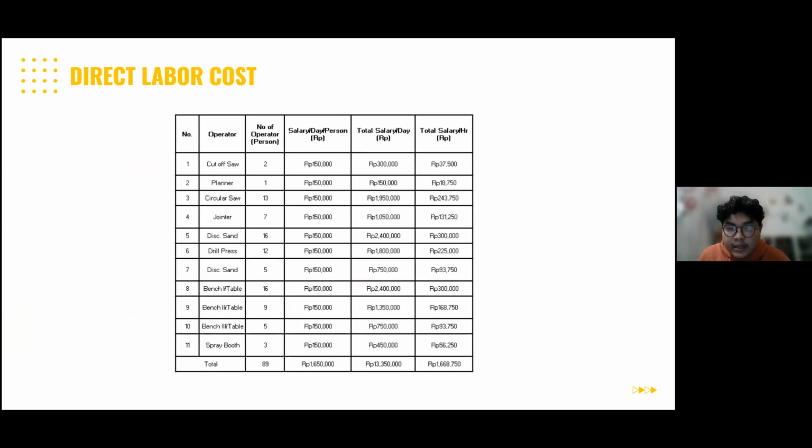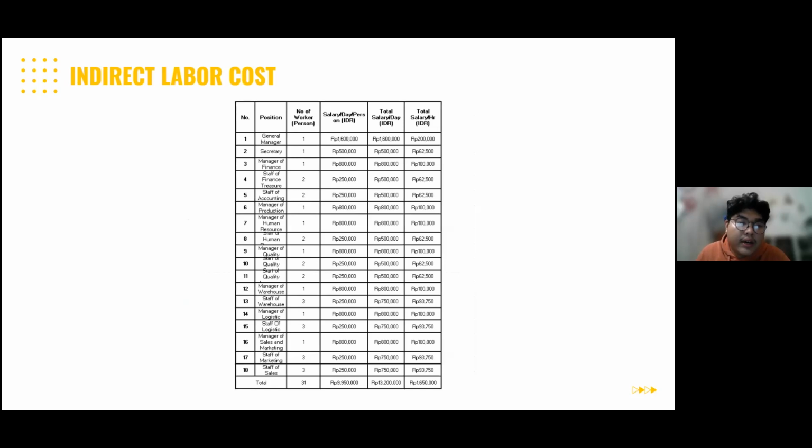And this is the number of operators. In total we have 89 operator persons in the section. For the total salary per day per person, we get 1,650,000 rupiah. The total salary per day is 30,350,000 rupiah. And for the total salary per hour, we get 1,668,750 rupiah. And then next.